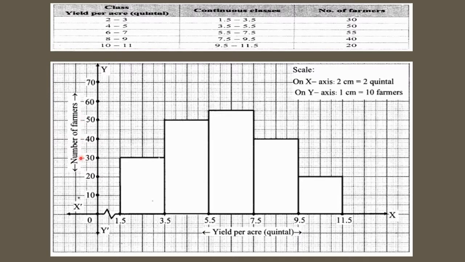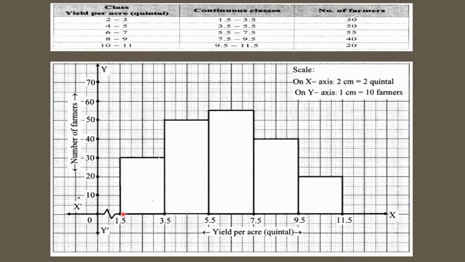Your classes start from 1.5 to 3.5. Therefore, I am starting here at 1.5, and next is 3.5, 5.5, 7.5, 9.5 and 11.5. On the y-axis, the frequencies are 10, 20, 30, 40, 50, 60 and 70. Any convenient number you can take on the y-axis. Here the first one, 1.5 to 3.5, is 30.